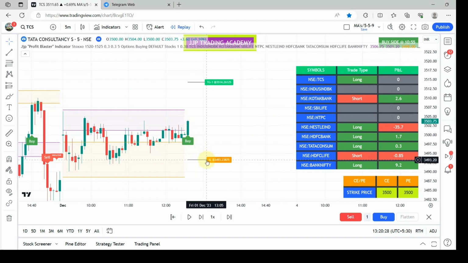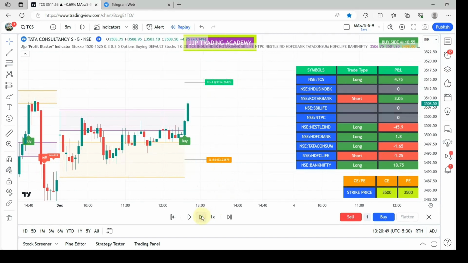Stop loss is important in every trade. So now, 3493 is the stop loss price. You can fix the stop loss price perfectly in your demat, and you can wait for the target of 3514. The target price is also mentioned in our indicator, so you can wait and see how the stock performs.